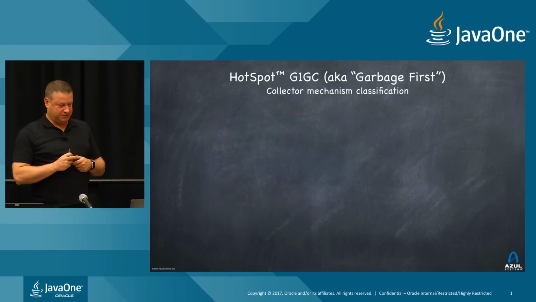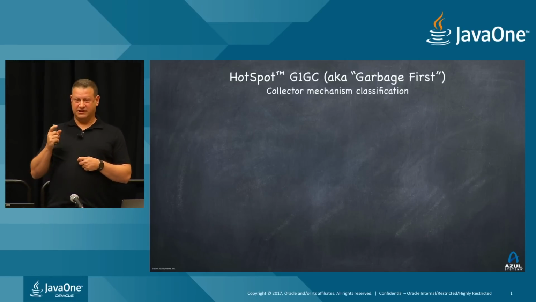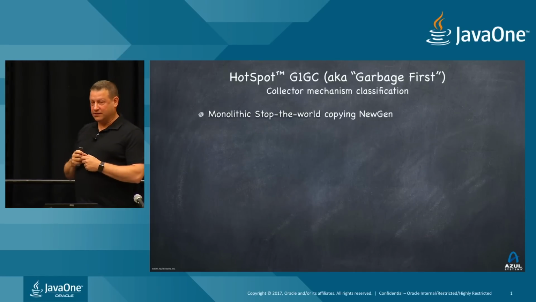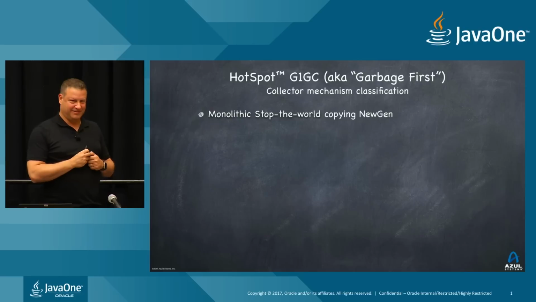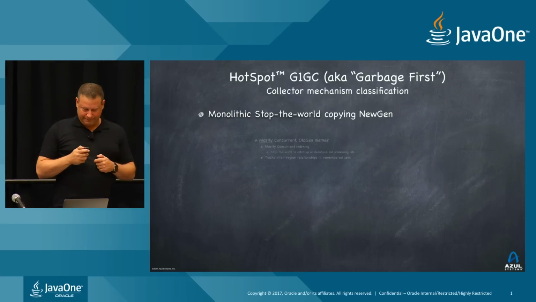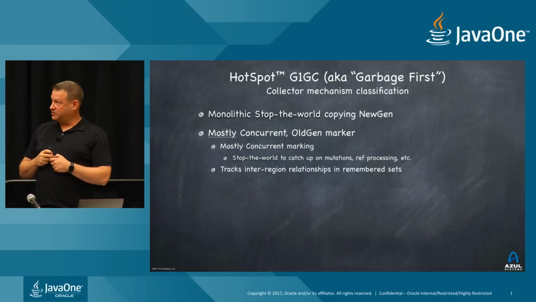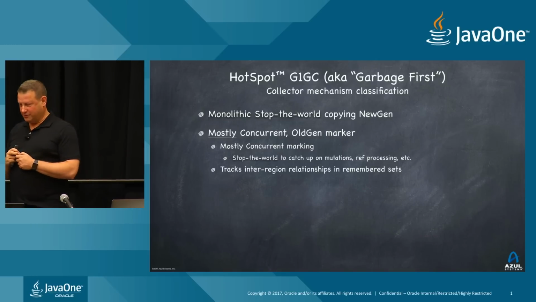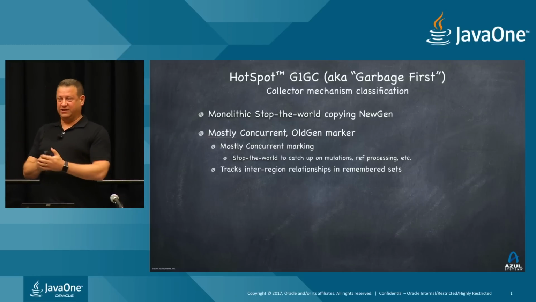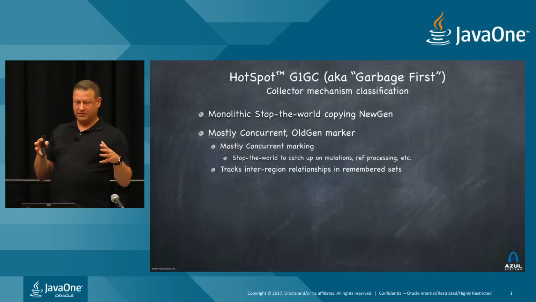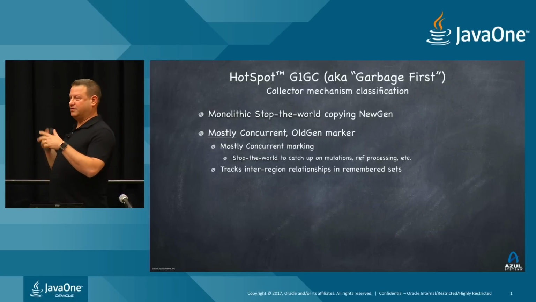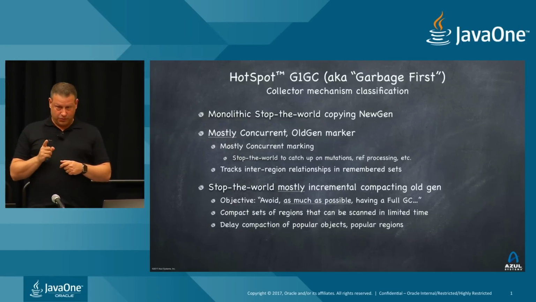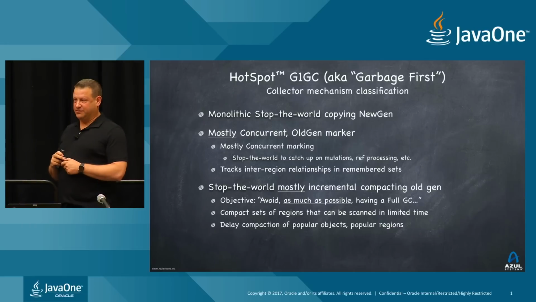So let's look at G1. What does the new gen of G1 classify as? G1 is an incremental, garbage first thingy. Well, it's a monolithic stop-the-world copying collector. You notice the pattern here? Its old gen has a mostly concurrent marker, but it's a much better mostly than the other marker. It will provably converge, so you can't run an application that will make it run forever. But it has a stop-the-world, mostly incremental compactor.